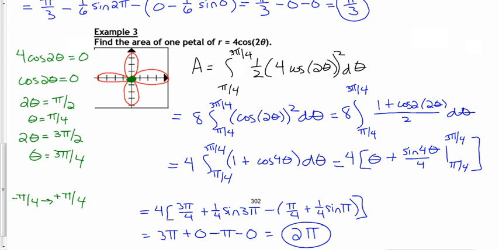Here is my solution to example 3. So go ahead and pause the video if you did not get 2 pi to figure out where your, or my, mistake is. Hopefully this clarifies a little bit about area for a polar region.